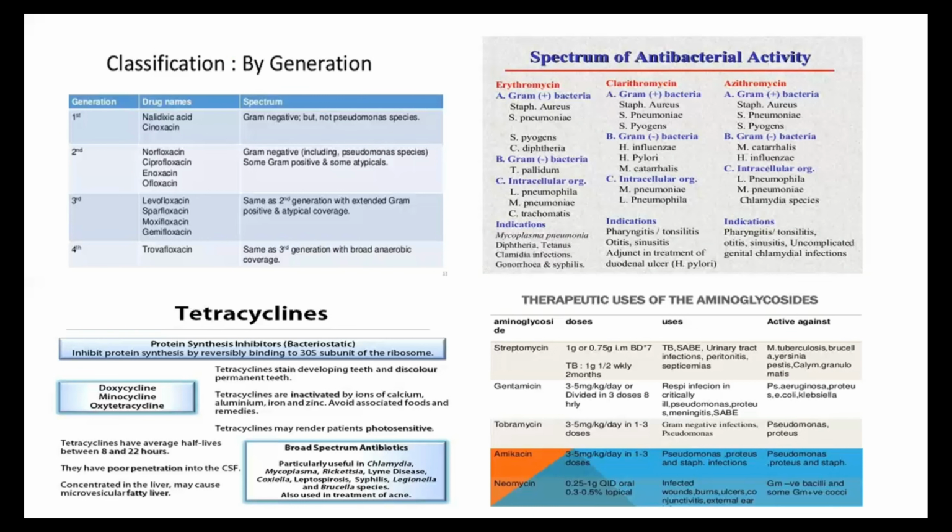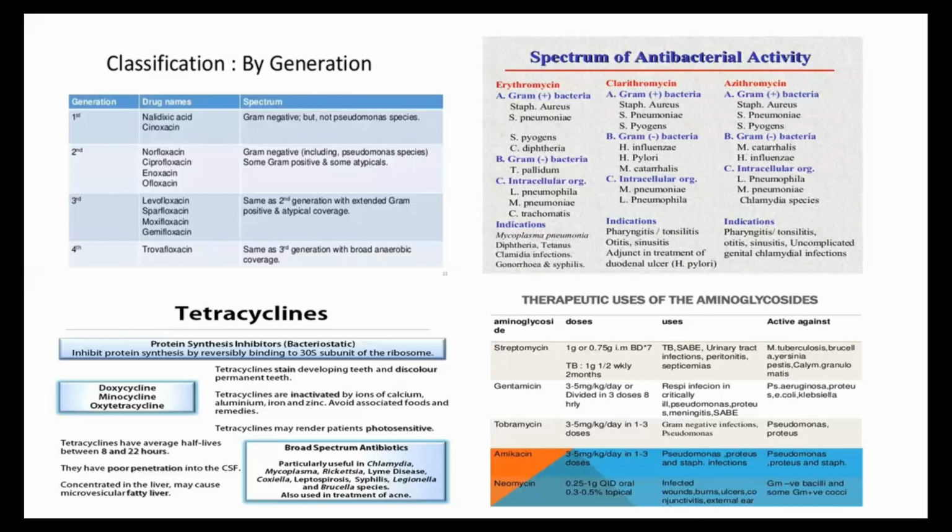Indications include pharyngitis, otitis, sinusitis, and complicated genital infections. Clarithromycin is used as adjuvant treatment of duodenal ulcer due to H. pylori, whereas erythromycin indications are Mycoplasma pneumonia, diphtheria, tetanus, chlamydia, gonorrhea, and syphilis.